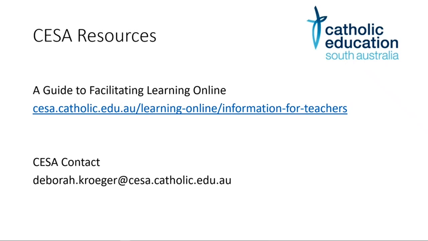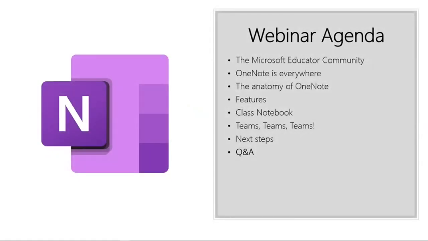Wonderful, very good. All right, so what we're going to do today is we're going to explore the Microsoft Educator community first. Then we're going to talk about OneNote, where to get it, what it looks like. Then I'll have a little bit of a play around the anatomy of OneNote, how it's structured, show you some of the really cool things you can do with OneNote. Then we'll get into Class Notebook, and then we'll jump into Teams as well, and we'll show how Class Notebook integrates so well with Teams. Next steps, a few things for you to be able to access, and also we'll have a bit of a Q&A time.